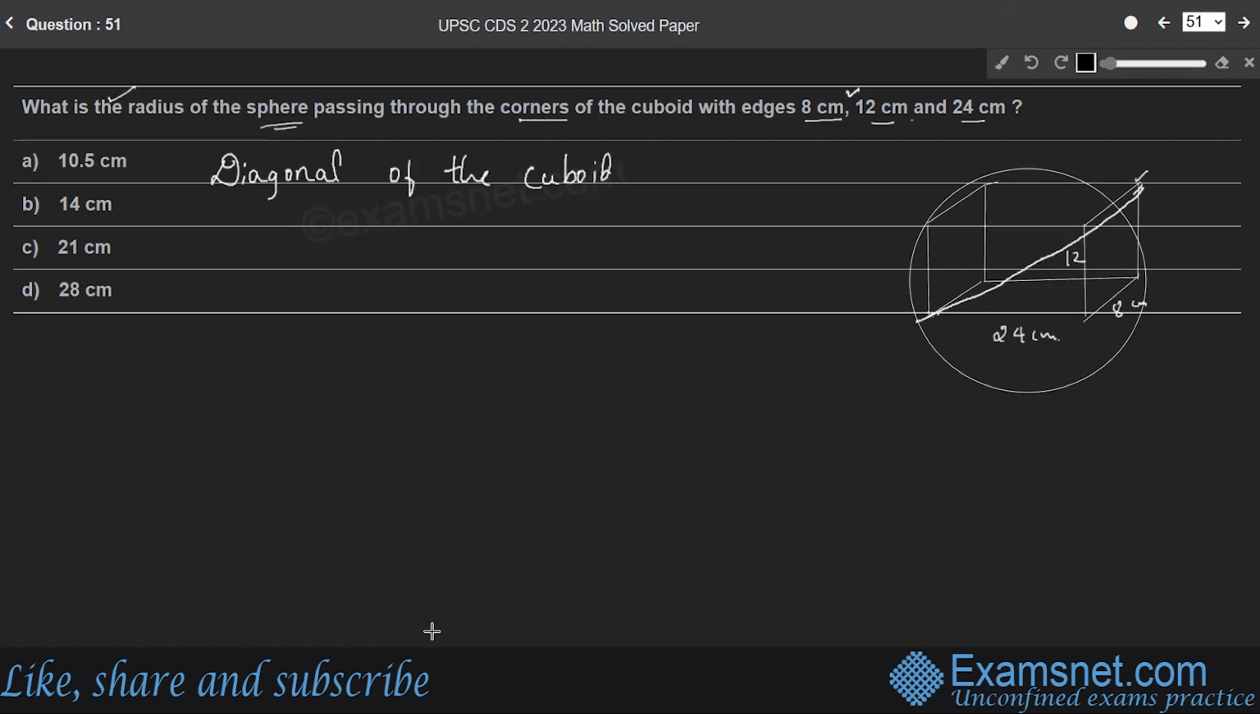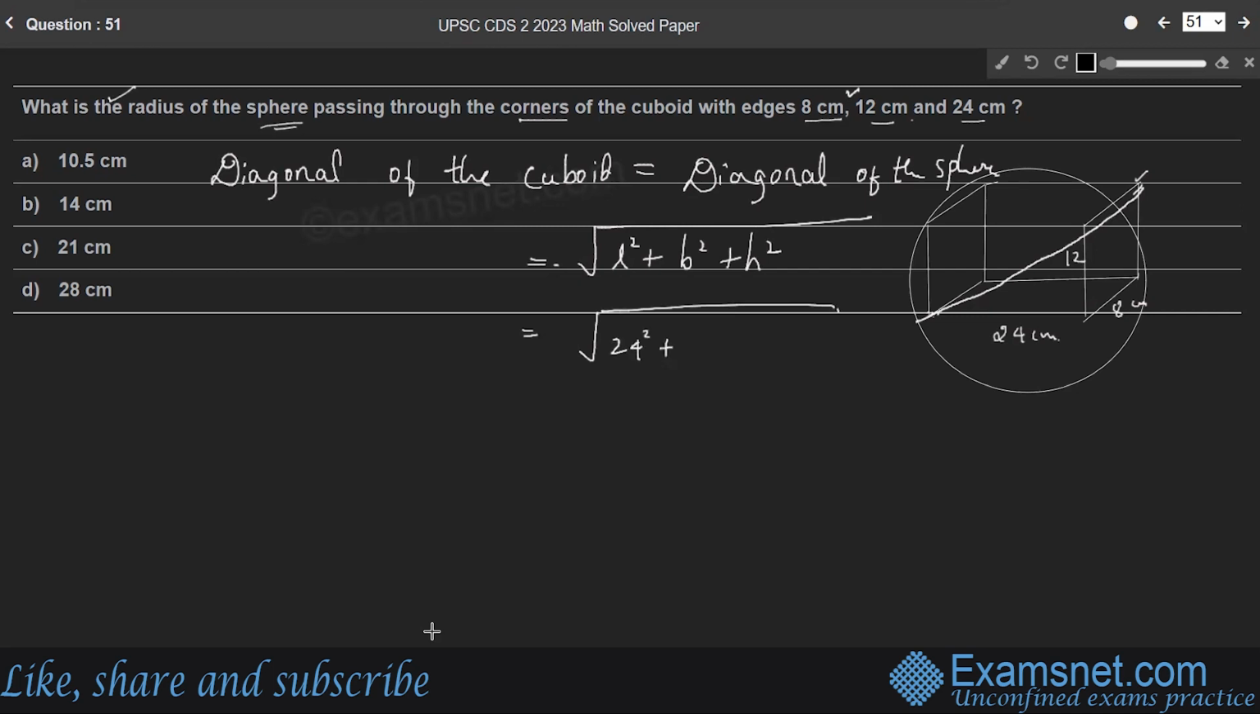Since the sphere is passing through the corners of the cuboid, the diagonal of the sphere is equal to the diagonal of the cuboid. So we'll find the diagonal of the cuboid now, which is equal to the square root of length square plus breadth square plus height square. So the formula says, 24 square plus 8 square plus 12 square.